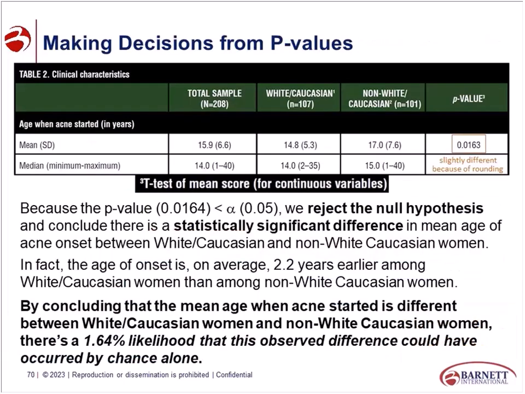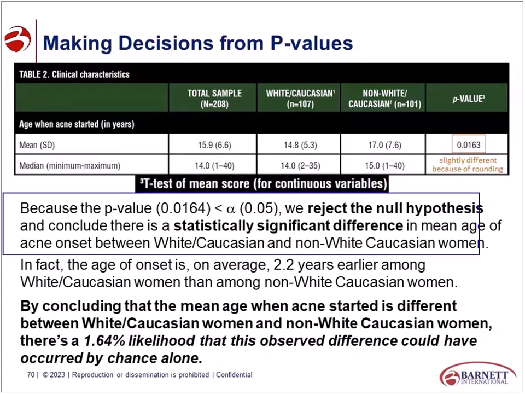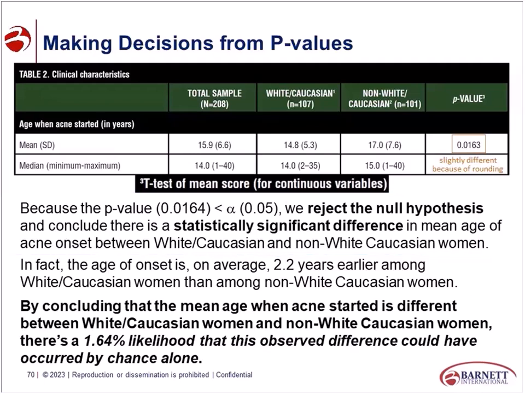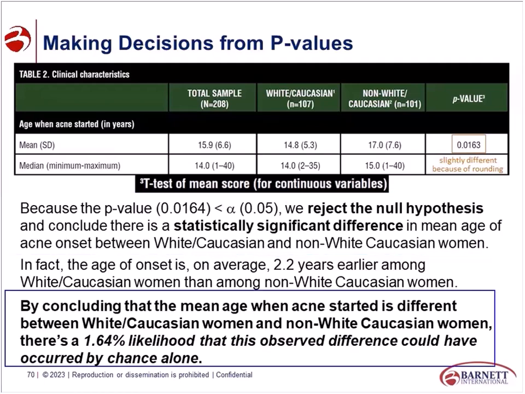Okay, so as before, there's no difference, and of course the difference is 2.2. That's well known to most people. This is another way of thinking about it, a better way. There's always a better way, and this is the better way of thinking about p-values. And I'll read it. By concluding that the mean age when acne started is different between white Caucasian women and non-white Caucasian women, there's a 1.64% likelihood that this observed difference could have occurred by chance alone.